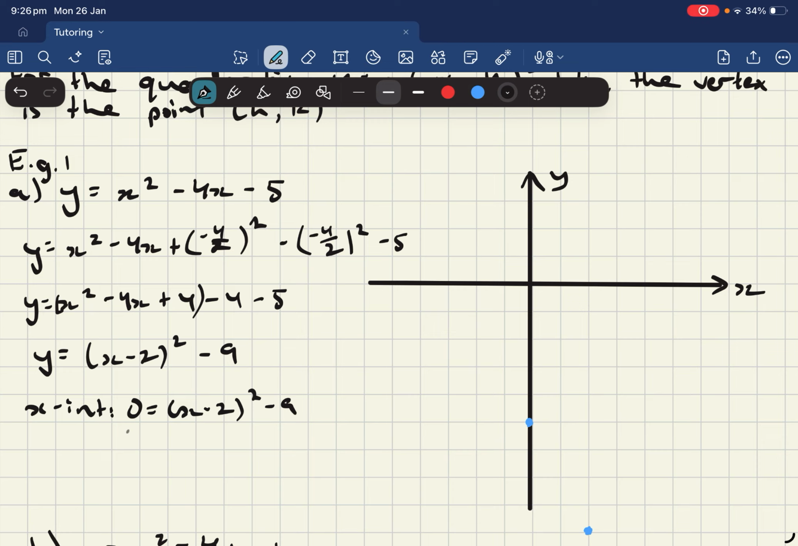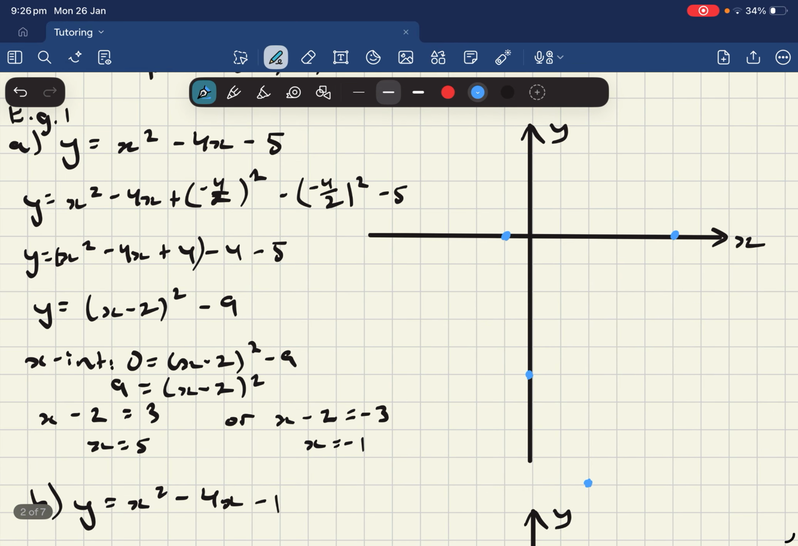So if we add the 9 to the other side, we get x minus 2 squared equals 9. And then x minus 2, if we take the square root, is going to equal either positive 3 or negative 3. These are our two solutions. So for this one, we get x equals 5. For this one, we get x equals minus 1. So these are our two x-intercepts, one at negative 1 and one at 5, which should be here.